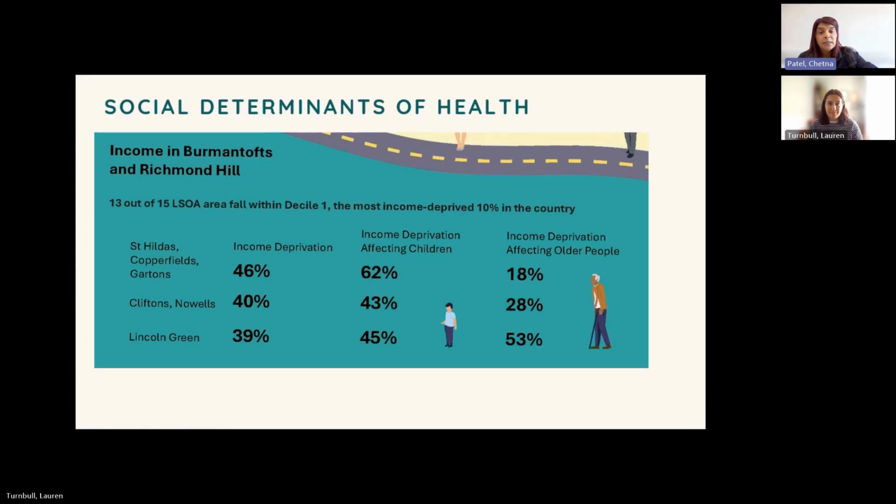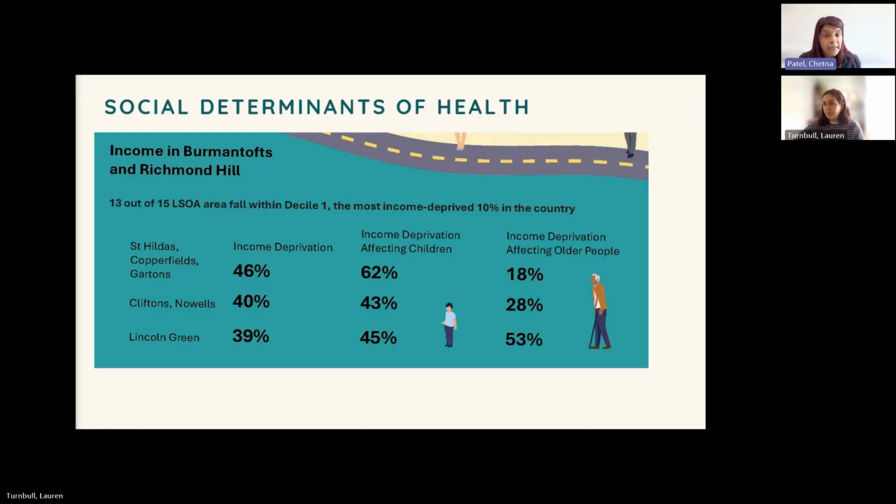So in terms of social determinants of health, again, when we look at income, so income deprivation, we can see here, I've just listed 3 of the LSOA areas where we've got the most deprivation. And we can see that in terms of children and deprivation and older people in deprivation, those areas are most affected. We have higher percentage. So you can see St Hilda's, Copperfields and Gartons has income deprivation affecting children of 62%. So half the population there are affected.